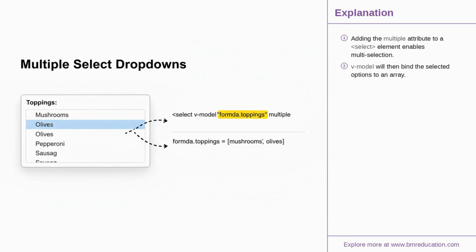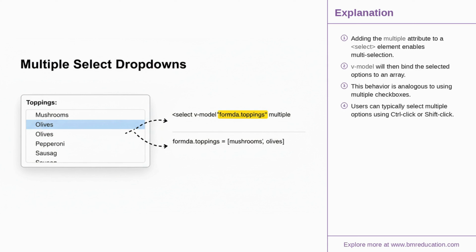Select elements can also be configured to allow multiple selections. By adding the multiple attribute to the select tag, v-model's behavior changes to match multiple checkboxes. It will now bind to an array, and the array will be populated with the value of all selected options. This is less common but very powerful when needed.